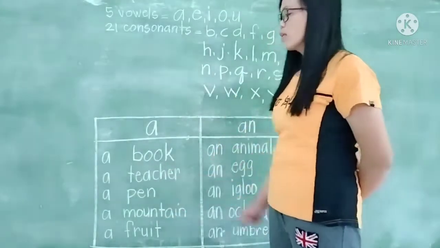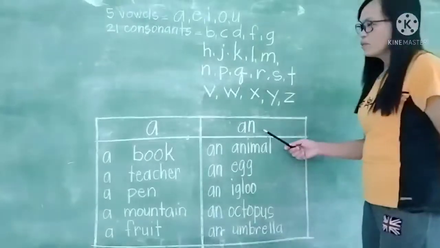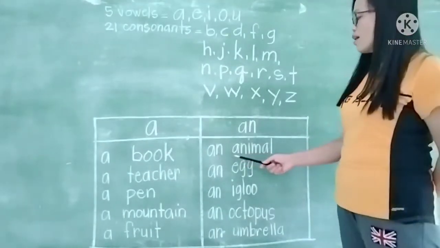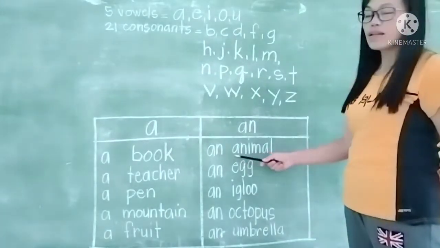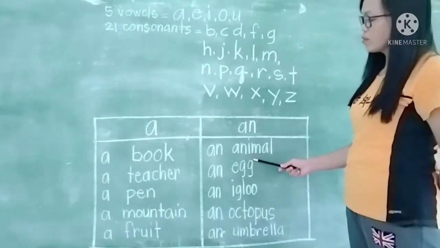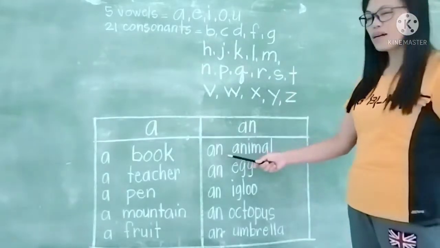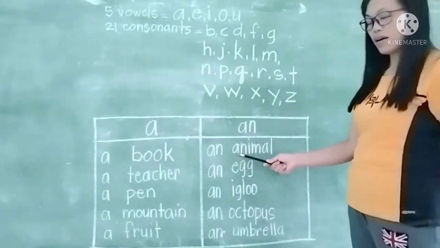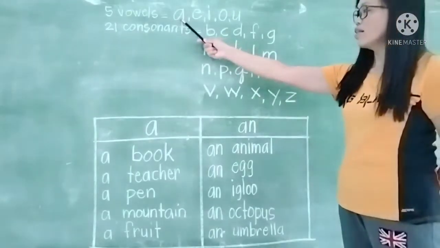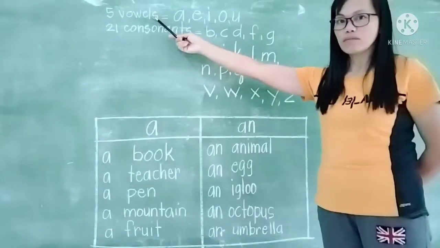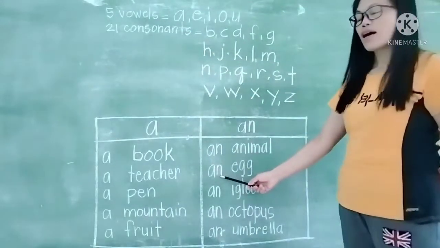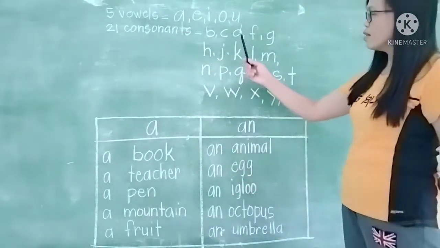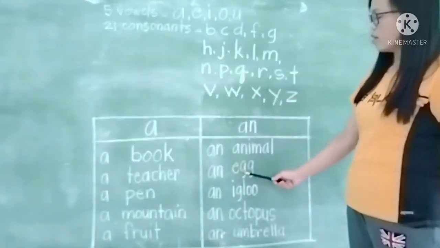Now, how about an? We have here a few examples given. We say an animal. So it sounds like one word. An animal. Animal begins with a vowel. An egg. Egg is a noun which begins with E.